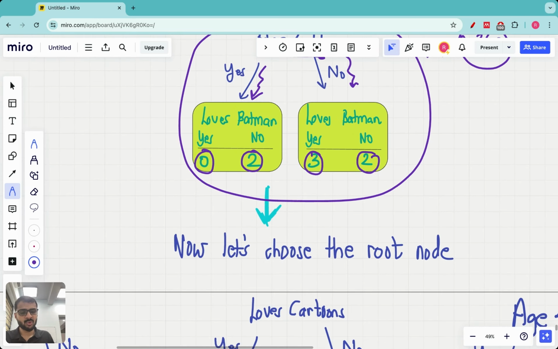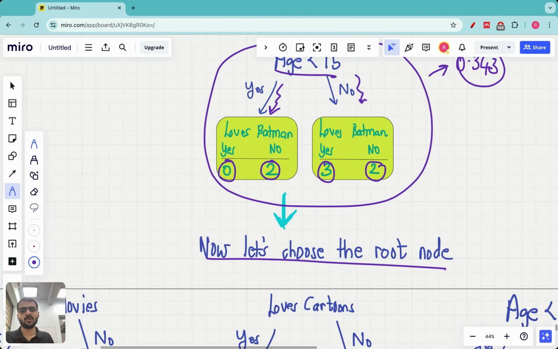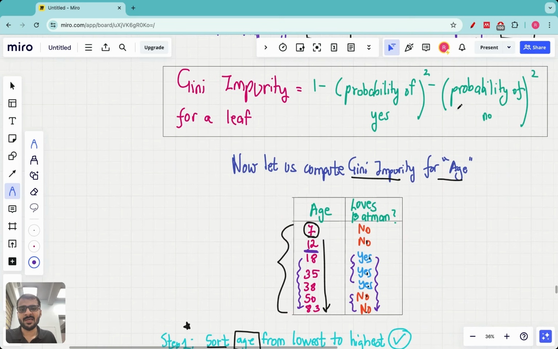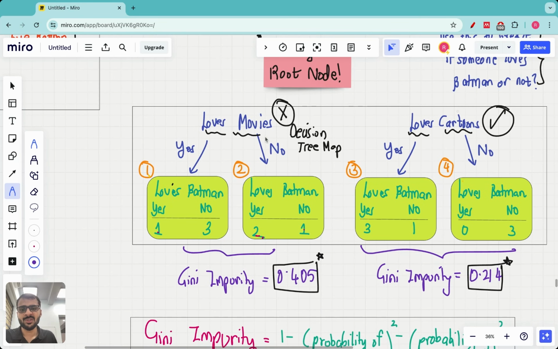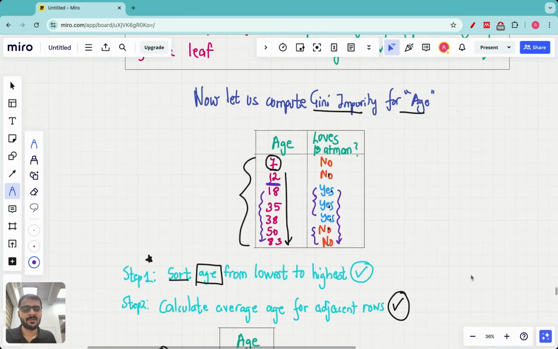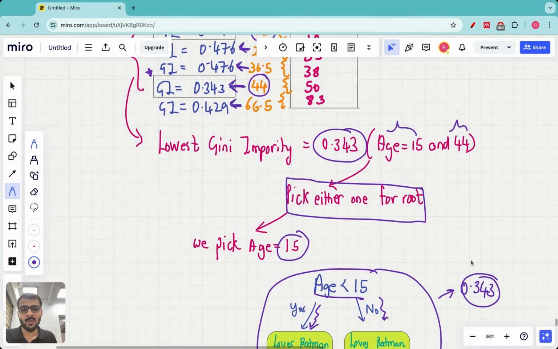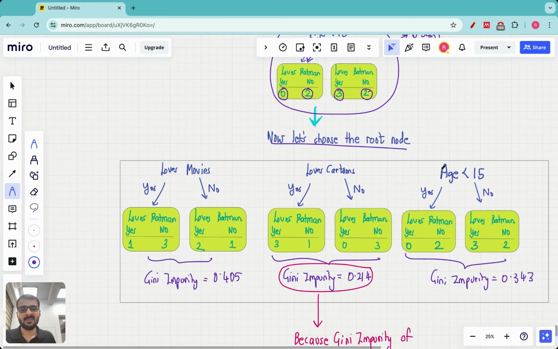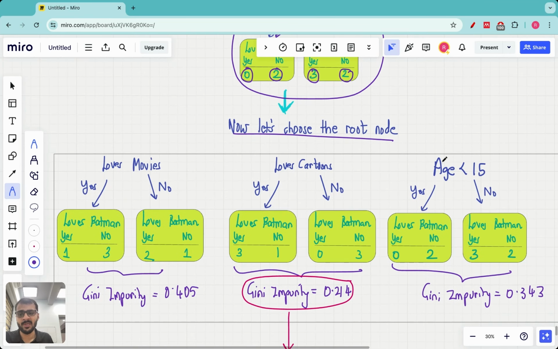Now let us actually choose the root node. We are in a situation where we can choose the root node because we have found the Gini impurity for all possible questions. When we started the lecture, I showed you the Gini impurity for the loves movies question and for loves cartoons, right? Now we have calculated the Gini impurity for age also, which is 0.343. Now let's see all of them at a glance.